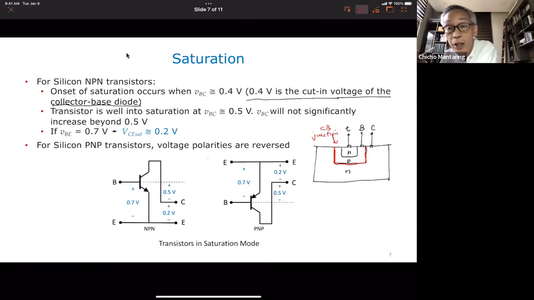It's a much bigger PN junction area. Okay, also subject to a lot of leakage currents, and in the boundaries of the junction, also surface currents. And if you take the net effect of that, it tends to make your cut-in voltage smaller. So your cut-in voltage is about 0.4 volts. And well into saturation, the value of your voltage across the PN junction goes up to about 0.5 volts.